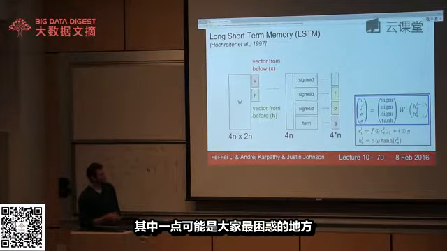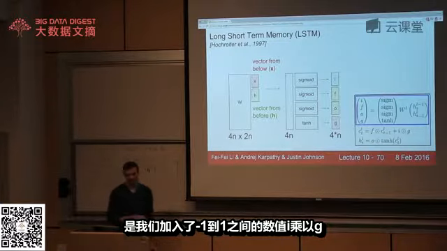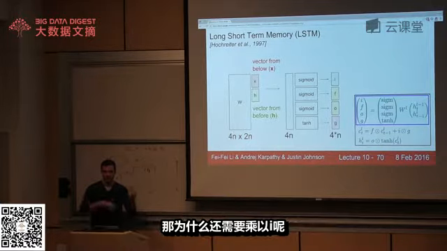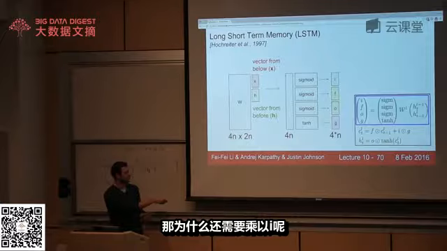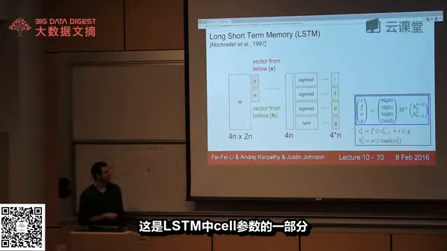So there are several things to highlight here. One maybe most confusing part here is that we're adding a number between -1 and 1 with I times g here. But that's kind of confusing because if we only had a g there instead, then g is already between -1 and 1. So why do we need I times g? What is that actually giving us when all we want is to increment a c by a number between -1 and 1? And so that's kind of a subtle part about an LSTM.